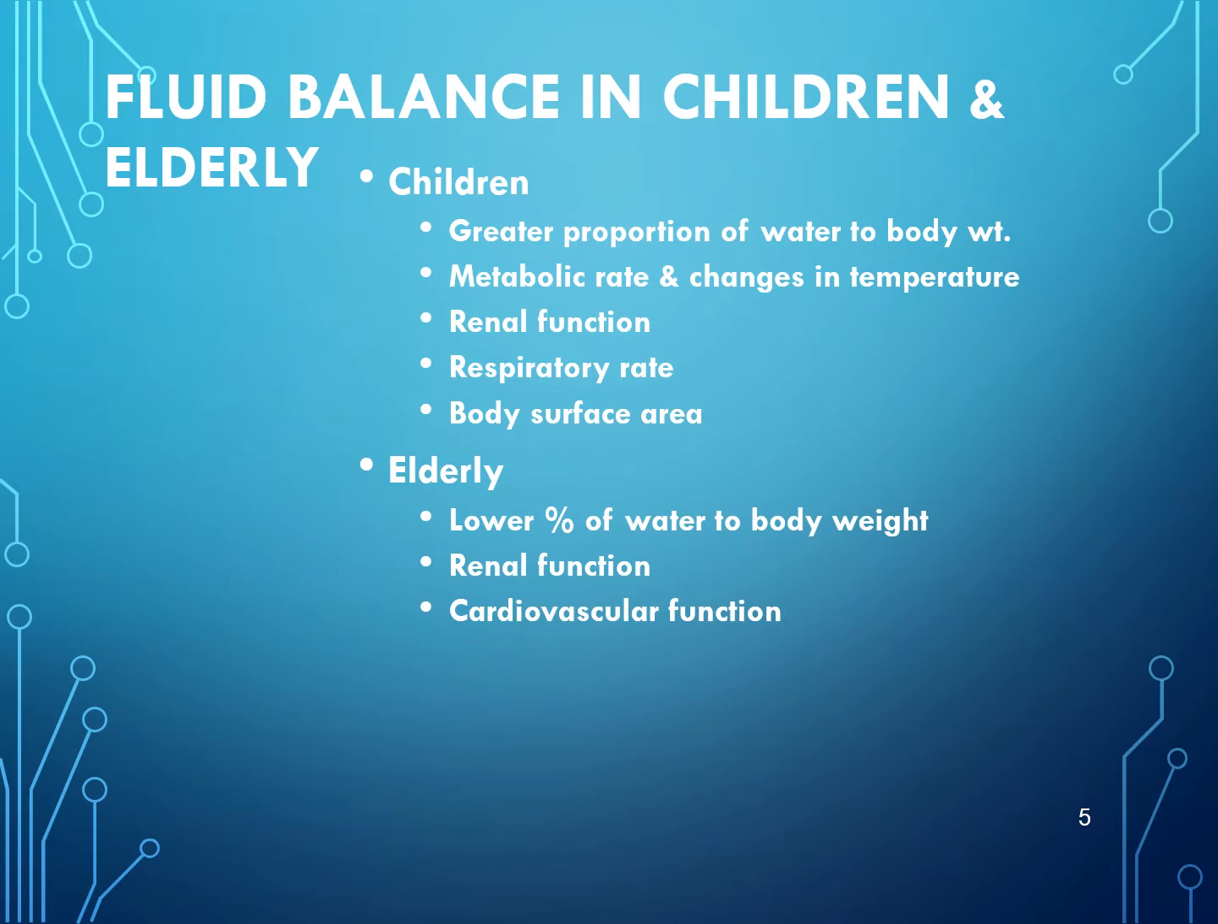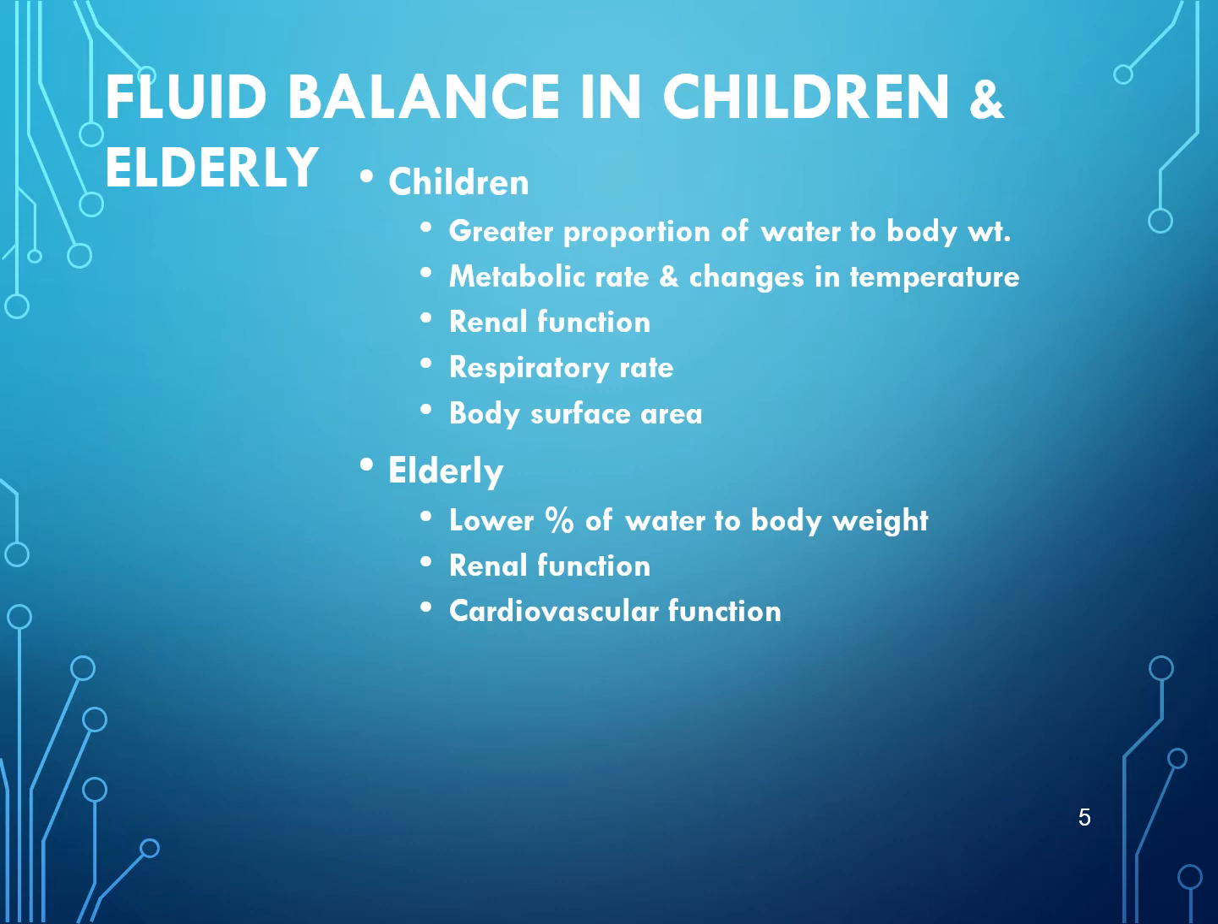Then we have our body surface area. So area of external surface of the body to body mass increases insensible fluid loss. So this is more important for children with altered airways, such as having a tracheostomy, or those requiring suctioning. They're going to be at a higher risk for fluid loss.